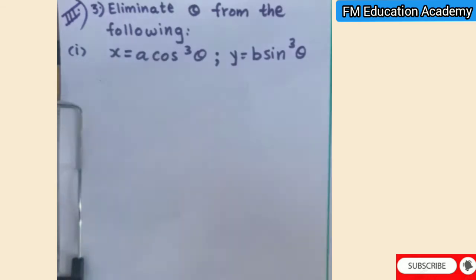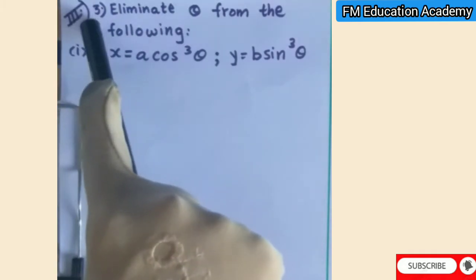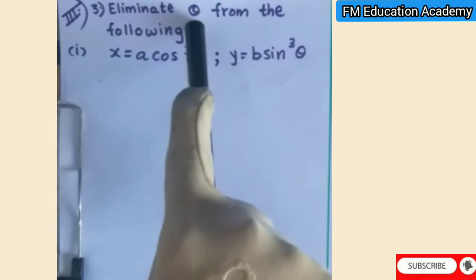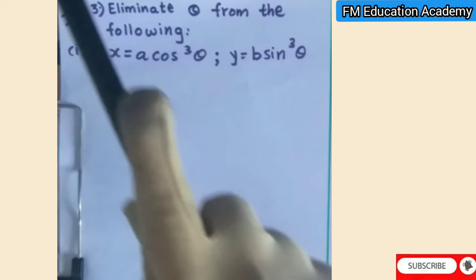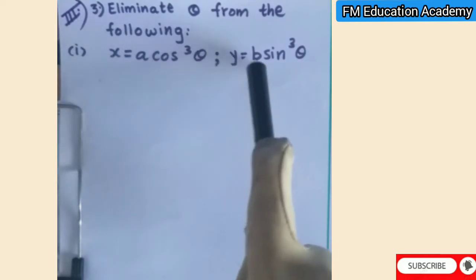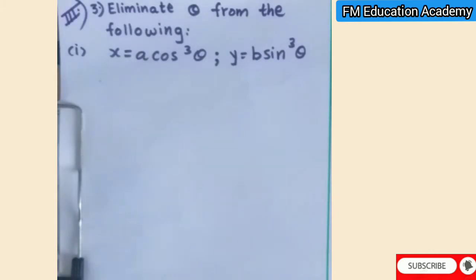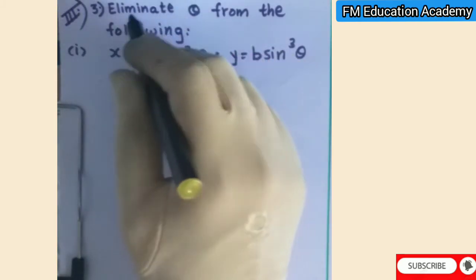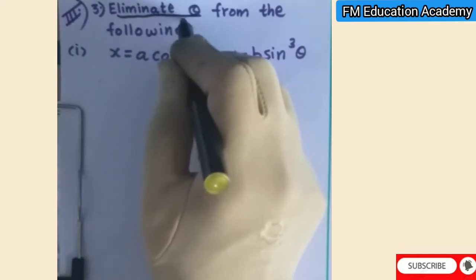So now let us start the last and final question of exercise 6A, third section, third question. The question is, eliminate theta from the following. First bit, x is equal to a cos cube theta, y is equal to b sin cube theta. What do you observe here in the question? Here it is telling us to eliminate theta. What do you mean by eliminating theta?